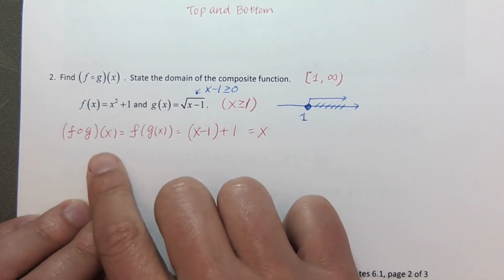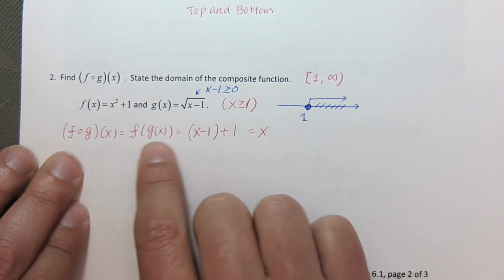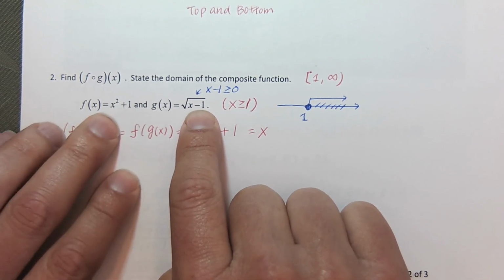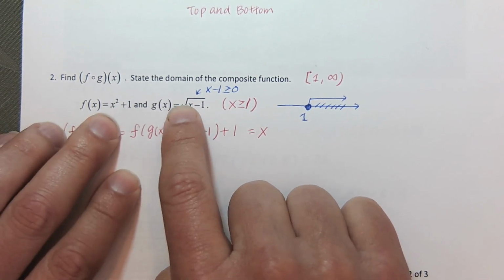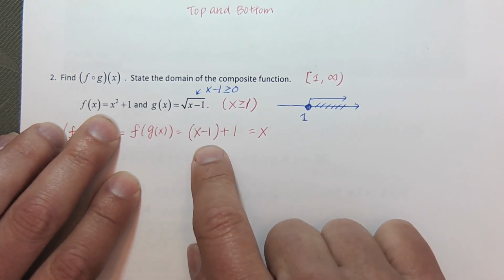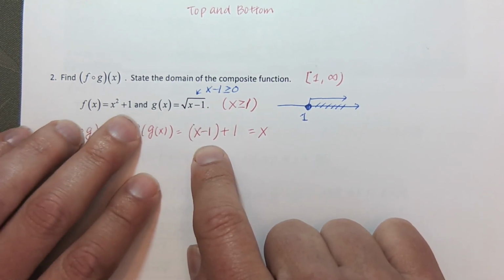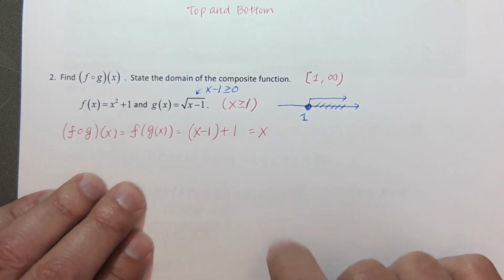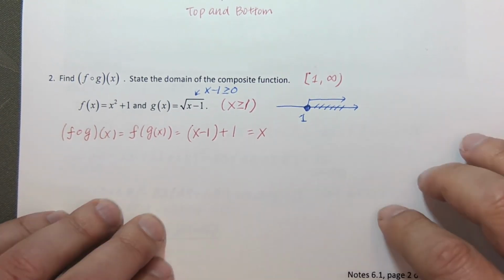And you can see we did the composite. G of x gets put into here. And when I put g of x into here, when I square it, the radical goes away. So that's how we just end up with x minus 1 without the radical, then plus 1 over here. So we just end up with x. Actually, later we'll learn these are called inverses of one another. Whenever you end up with x, that means they're inverses.